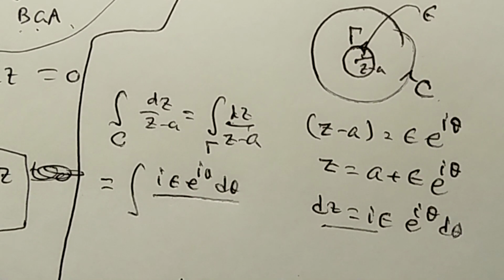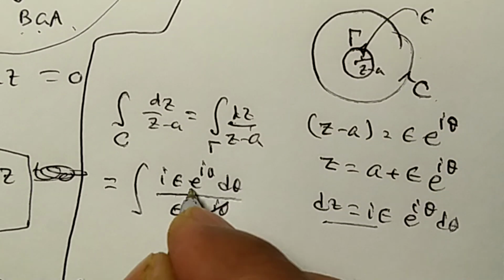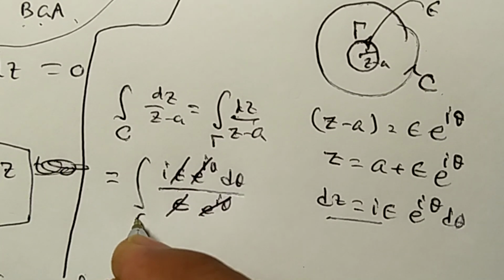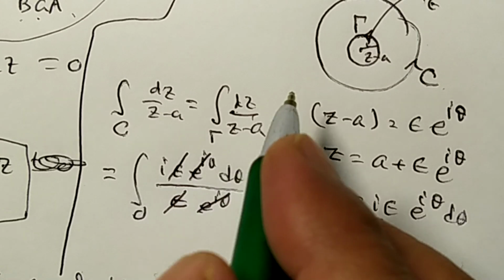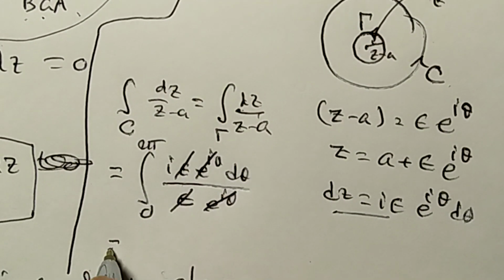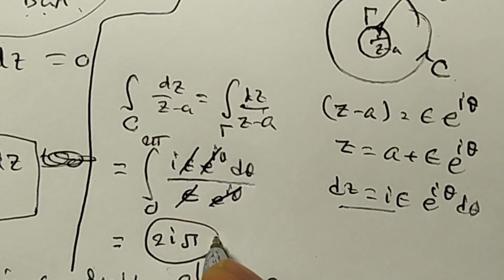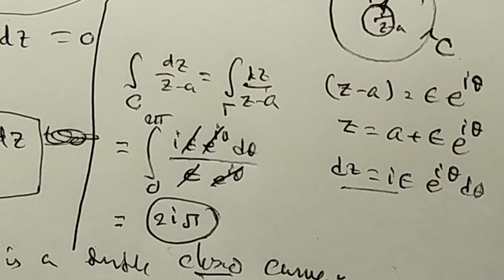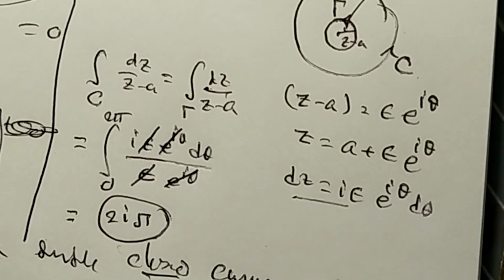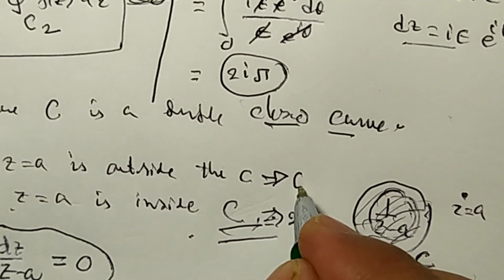Z minus a is how much? Epsilon e to the power i theta. This cancels, this cancels. Now this is over tau, right? So tau makes a complete circle from 0 to twice pi. Theta is the variable, and therefore it is twice i pi. So the value of this integral when z is inside the circle is twice pi i, but when the point is outside, the value is 0.